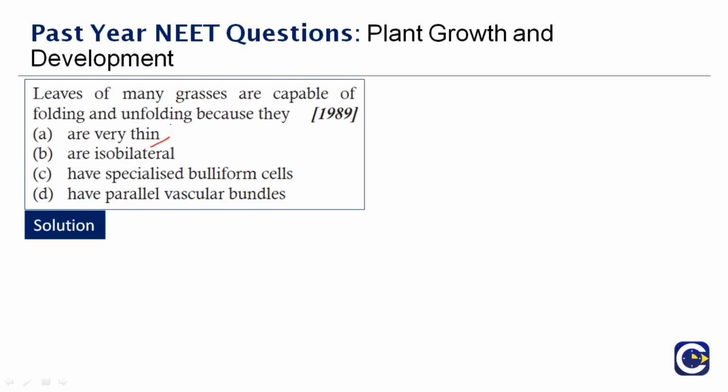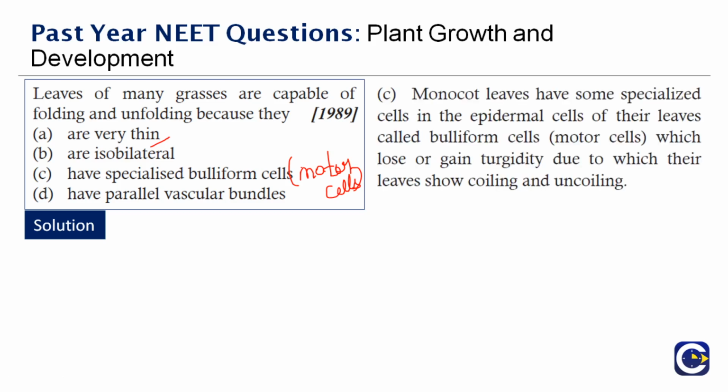Now look at the third option, having specialized bulliform cells. What do you mean by bulliform? They are also called motor cells. Monocot leaves have some specialized cells in the epidermis of their leaves, which are called bulliform cells, and they are also called motor cells, which lose or gain turgidity, due to which their leaves show coiling and uncoiling. So now you understand what the answer is. Bulliform cells are found in certain monocots where they are capable of coiling and uncoiling. Therefore, the correct answer is option C.